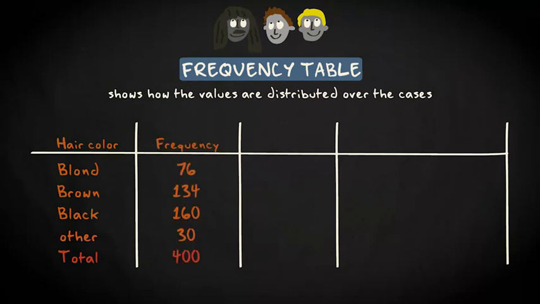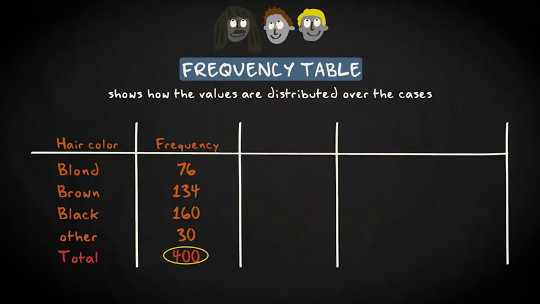Here's an example based on the variable hair color. We can distinguish 4 categories: blonde, brown, black, and other. This is the frequency table. You can see that 76 football players have blonde hair, and 160 players have black hair. Note that these values add up to 400. We don't have any missing data for hair color.